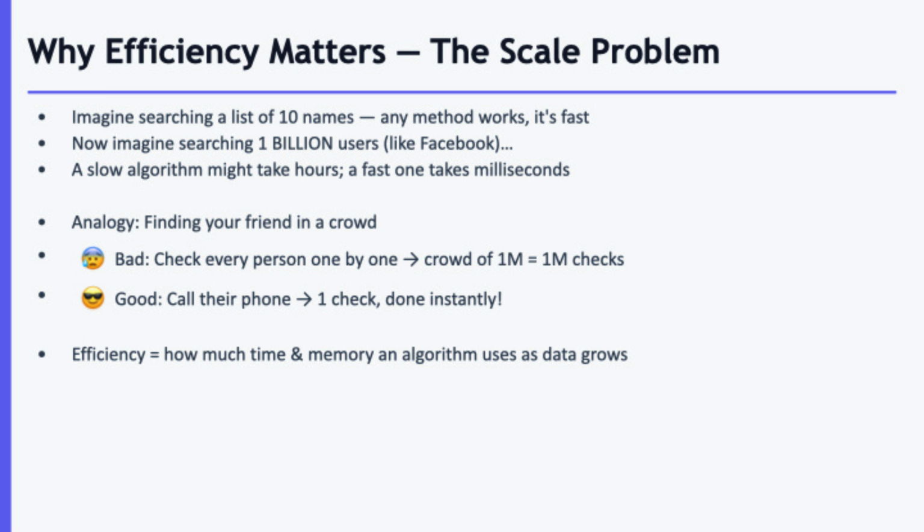Efficiency becomes a problem when data scales up. Searching through 10 names is easy for any method, but searching through 1 billion users on Facebook requires a fast algorithm to avoid taking hours. Imagine looking for a friend in a crowd. A bad approach would be checking every single person one by one. A good approach would be just calling their phone, which gets the job done instantly regardless of how many people are there.